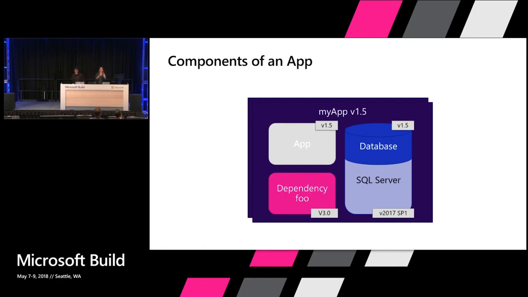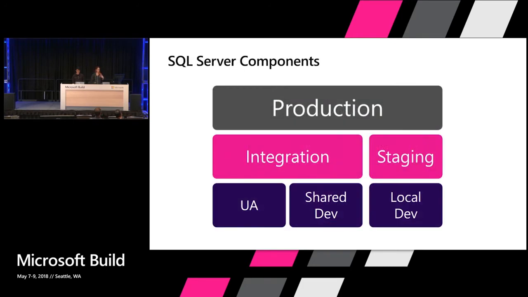You might also be versioning these things independently of your application code. So you might be saying, I'm going to push a new version of SQL Server, I'm going to push a new version of this library, but I'm not necessarily going to update my app code, or vice versa. So those SQL Server components probably exist in a lot of places in your environment. You probably have SQL servers in production, your integration and staging, user acceptance, shared dev, local dev, all these different places. And traditionally, if you're treating these as each being separate production style environments that you have to maintain, that's a lot of extra work.